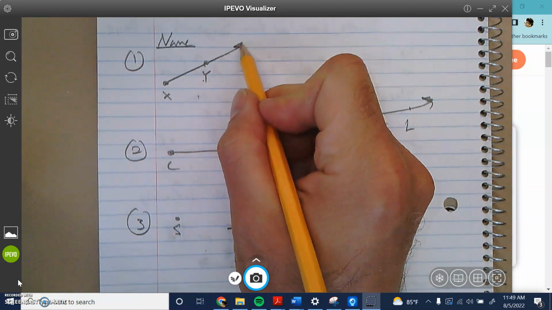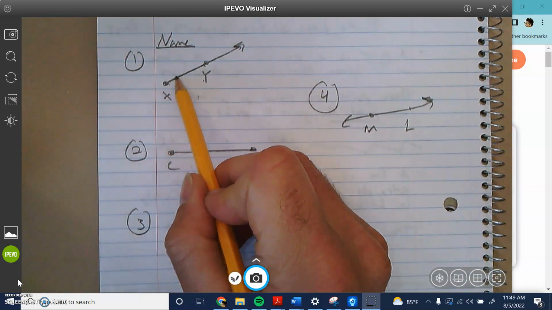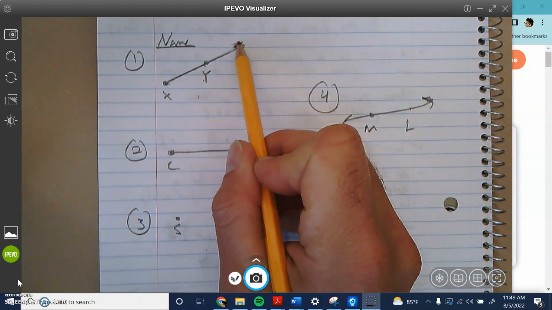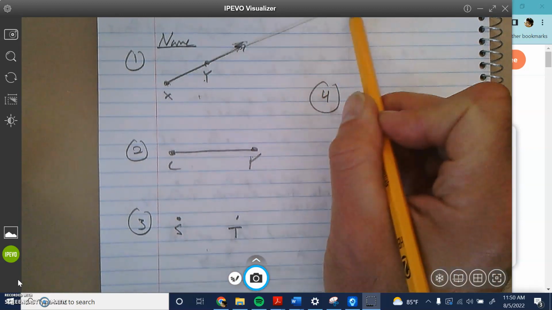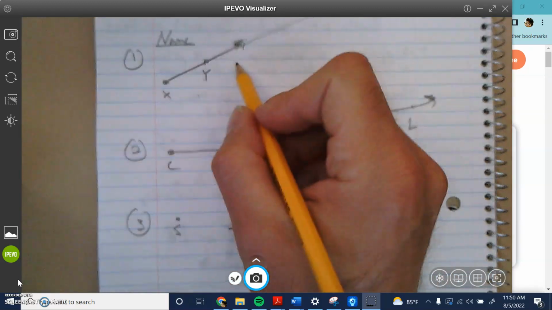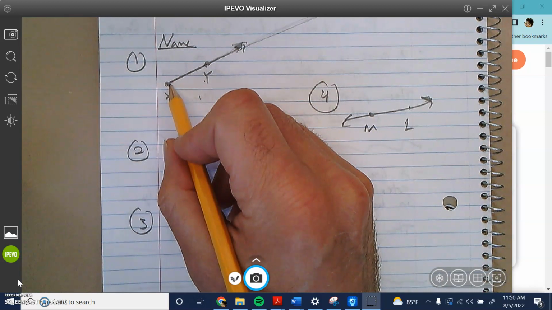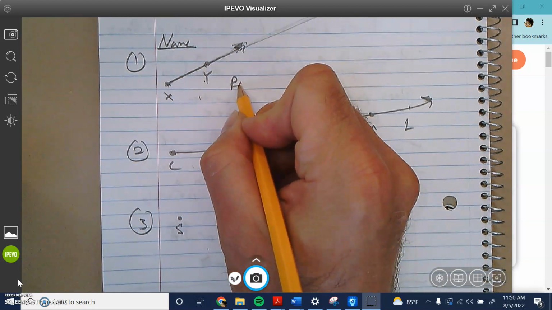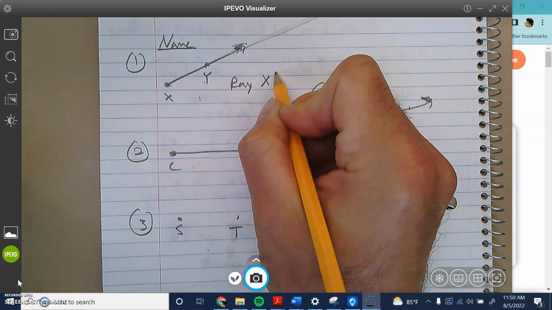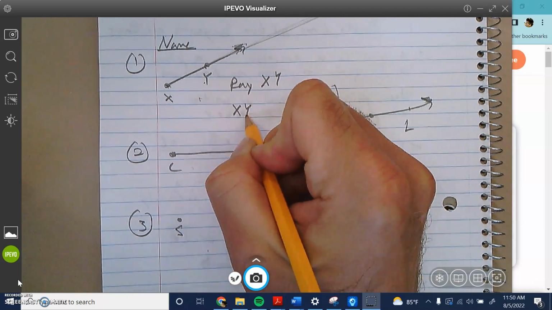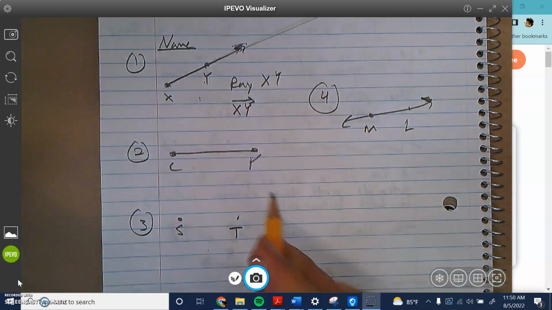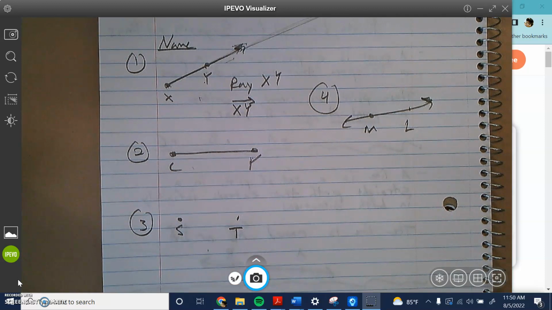So this right here, I notice that it starts here and then it goes infinitely in this direction because I see the arrow. It's going to keep going this way forever. So this is a ray. Yeah, ray. So this is ray XY. Got to say XY, can't say YX with that one.